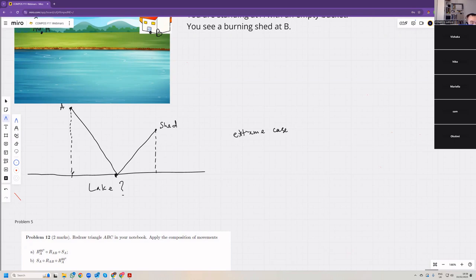Imagine that you are standing really close to the river. Would you still run to this point? Would you still run to the midpoint? Somebody suggested the midpoint, which seems reasonable.